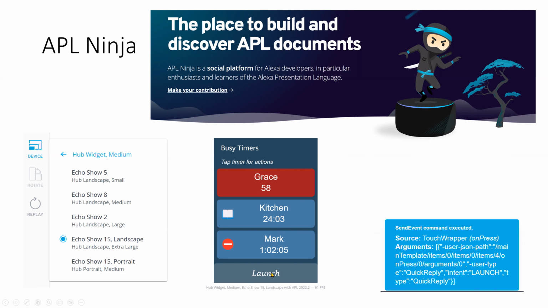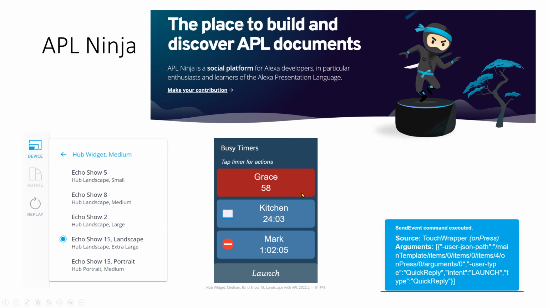Plus, there's some interactivity that you can do. For example, I could launch, and this launch button would actually send a user event from the APL back to the skill, and I could even see this little bubble pop up saying, oh, this event was fired, and this is the information that's getting passed back for that.